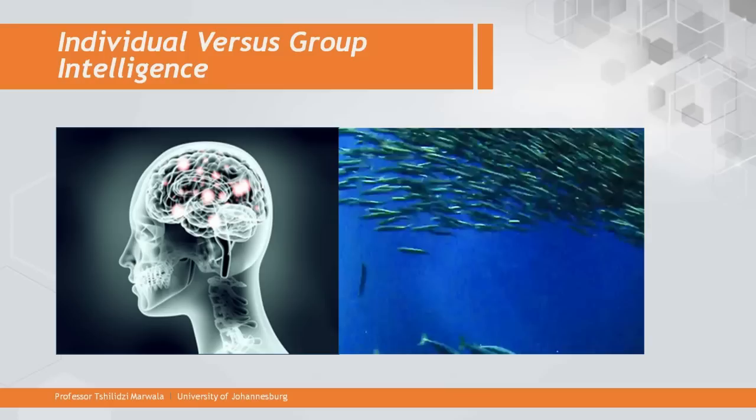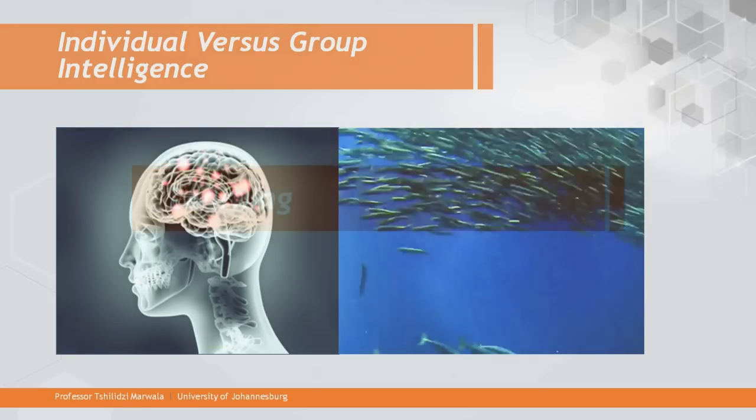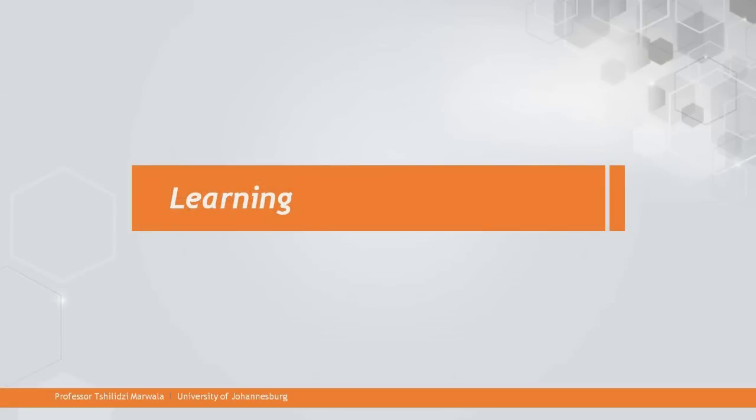Now, one aspect of artificial intelligence is what we call learning. How do we make machines actually learn? And there are many techniques that have been developed to do that. I'm just going to talk about one that is called artificial neural networks.